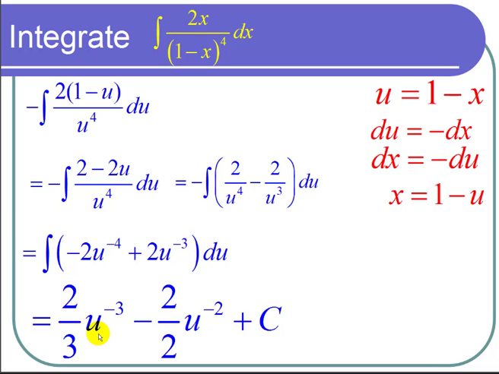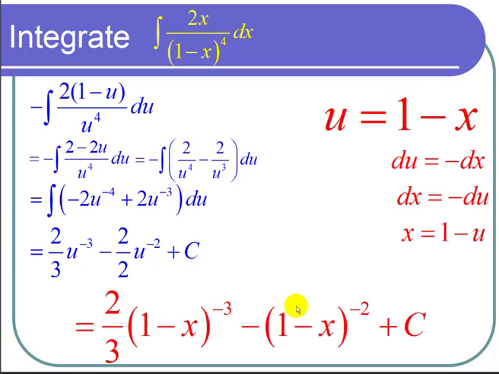And my last step is to resubstitute. We have that u is 1 minus x. I'll also take 2 over 2 as 1. And my final answer is 2/3 times 1 minus x to the negative 3 minus 1 minus x to the negative 2 plus c. And I'm done with the problem.